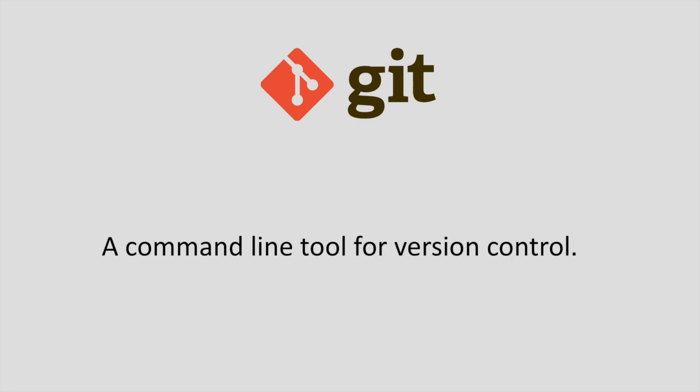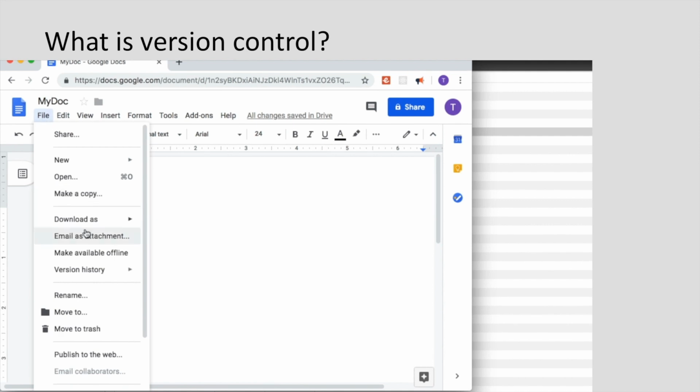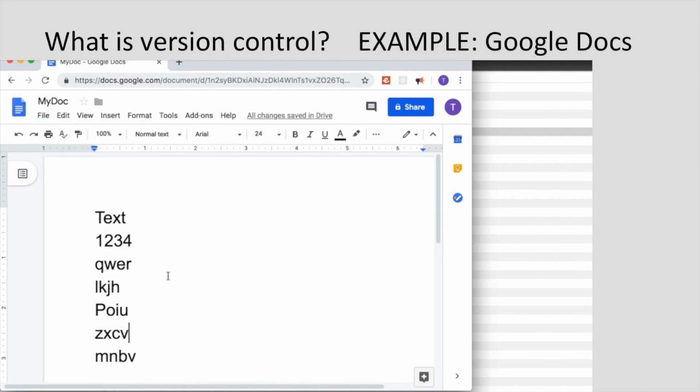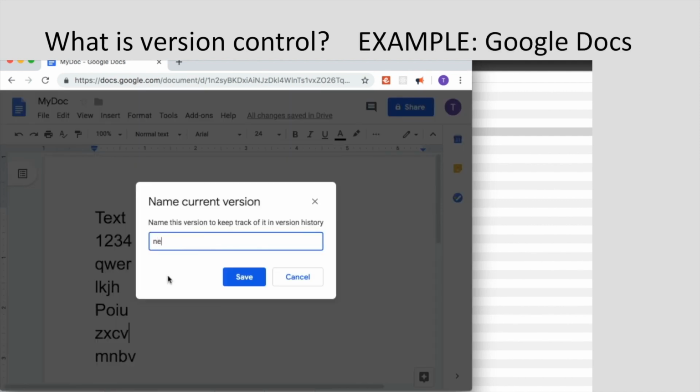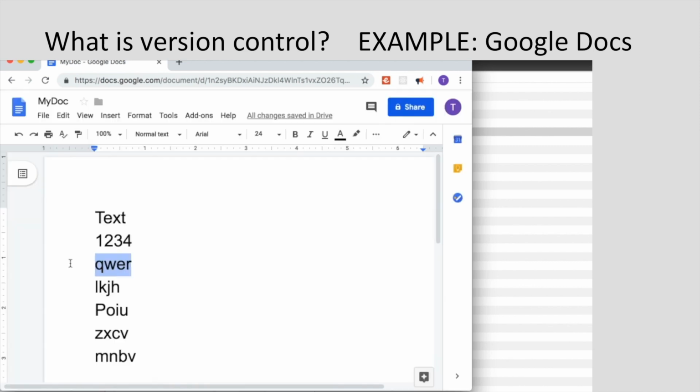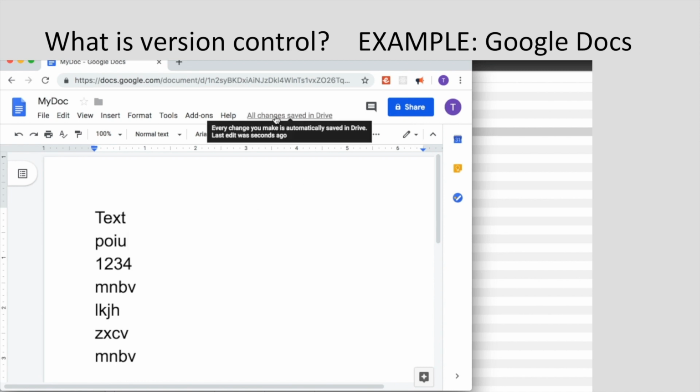Git is a command line tool for version control. To illustrate what version control is, I'm showing you Google Docs, which has some very powerful features for version control. Here, I'm making a new version. You can name versions in Google Docs, and as you make changes, it automatically saves to the latest version. Then you can view your history by clicking this link at the top.